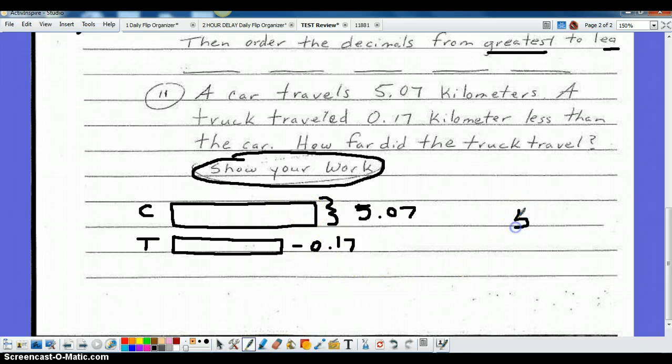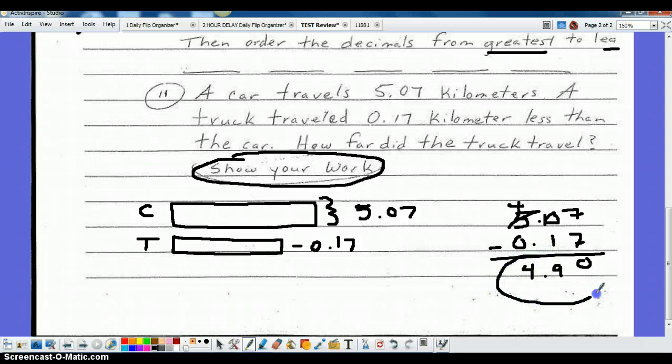So again, I'm taking my two decimals, 5 7/100, lining up my decimal point, and subtracting. 7 minus 7, 0. More on the floor, I must go next door. 10 minus 1, 9. Bring down my decimal point. How far did the truck travel? Well, this was the difference. So if they traveled 4 9/10 or 4 90 hundredths less, that's my answer.